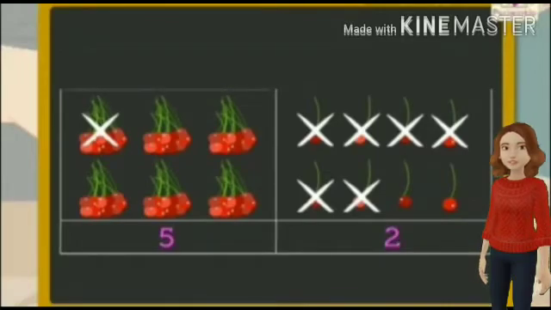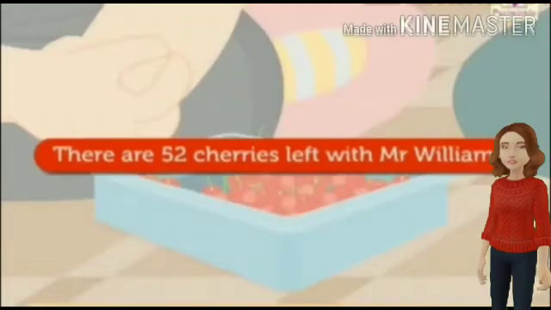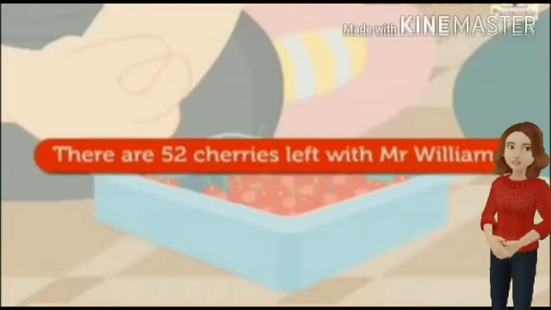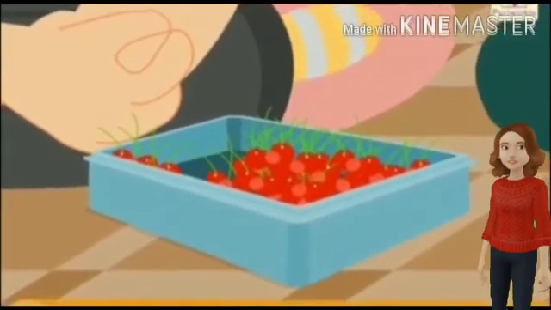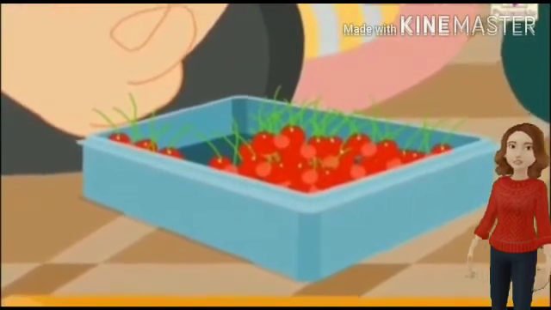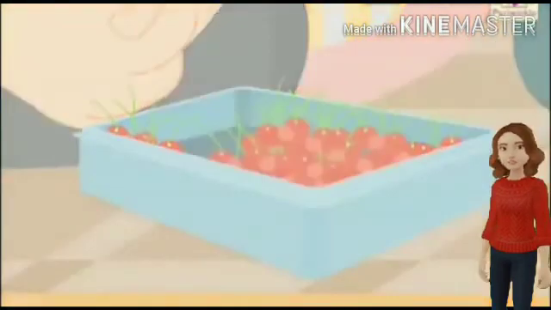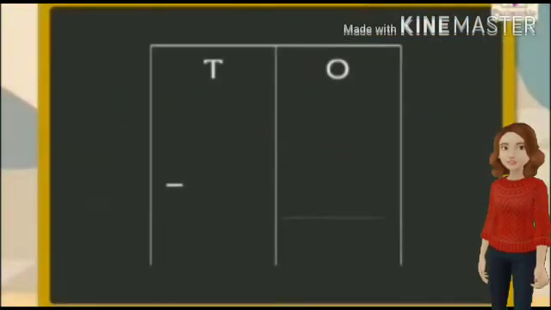Hence, there are 52 cherries left with Mr. Willem. Now, instead of removing the cherries, we can subtract the numbers directly. Now see and write the numbers in the place value chart.